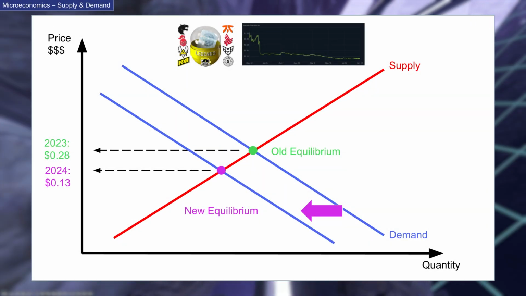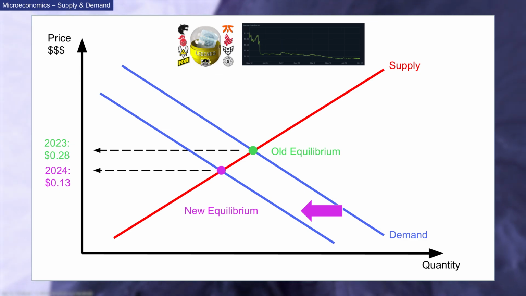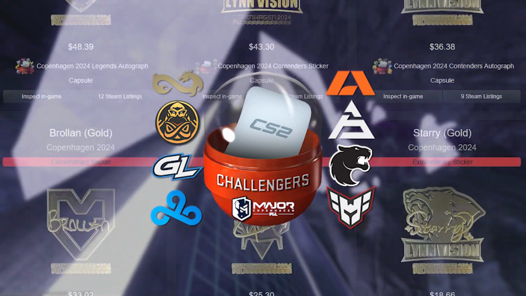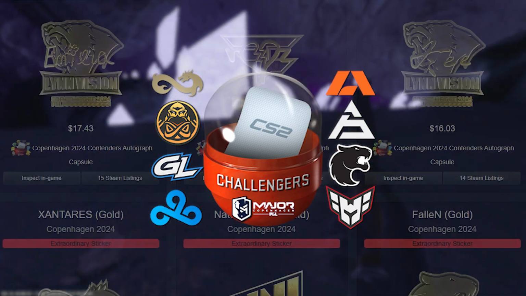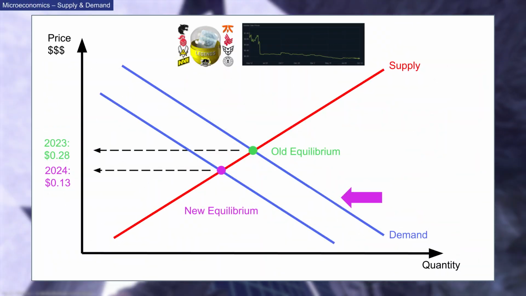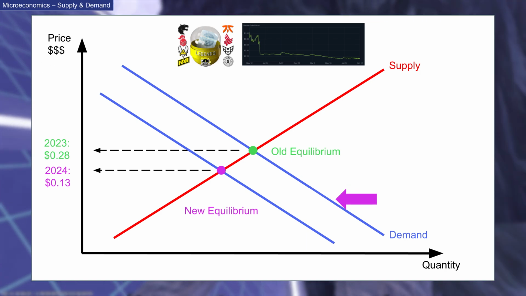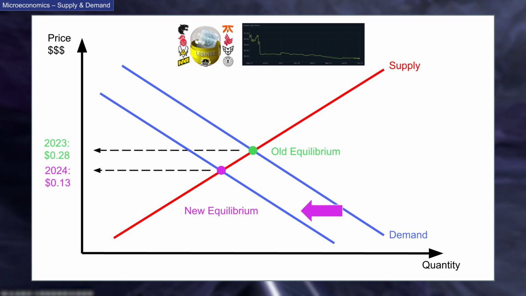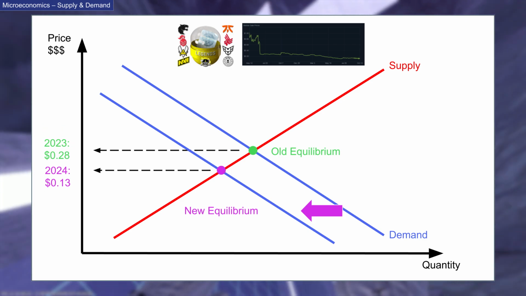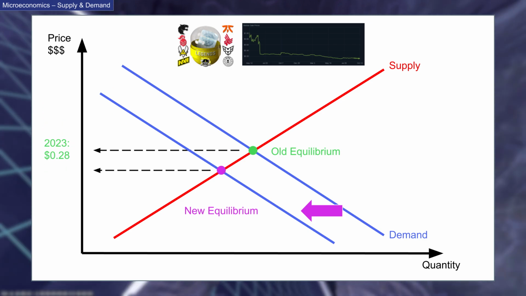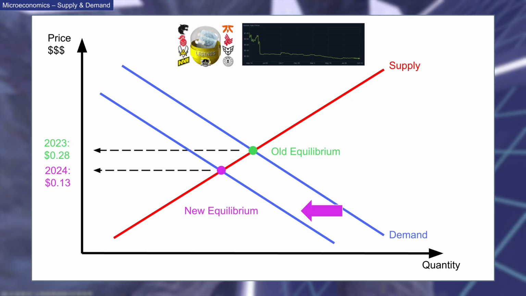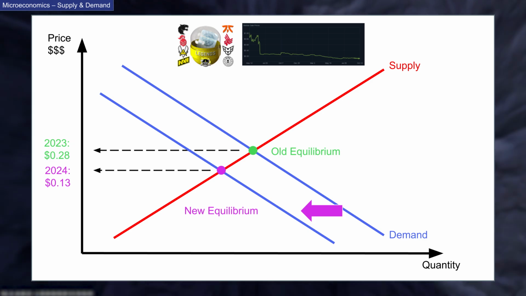Now, let's use the Paris stickers as an example. Less and less people want the Paris stickers over time, as the news came out that the Copenhagen stickers are similar but better looking than the ones in Paris. Therefore, there is less demand. We represent this on the graph by shifting the entire demand line to the left. As you can see, the equilibrium point is now lower, and the price which it reflects on the left axis is also lower.